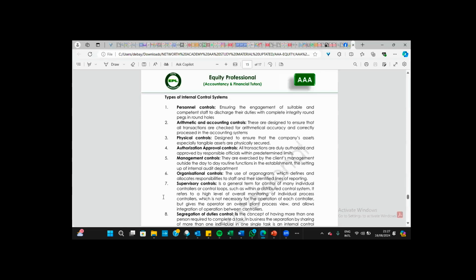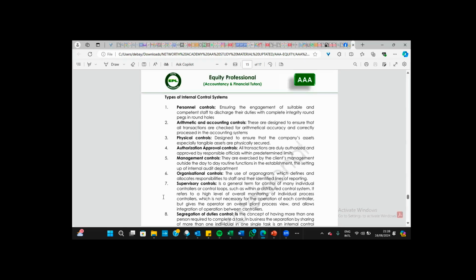I start with the first one, the first P there, personnel control. This is a control put in place to ensure that only competent and suitable staff are engaged, devoid of mediocrity and favoritism. You must ensure you hire the right person for the position. Don't hire somebody because they are from your tribe, or are your brother, or your religious faith partner. Hire people because they are competent, they can do the job, they can deliver.